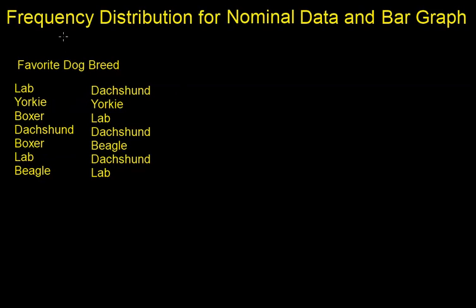In this video, we're going to discuss the frequency distribution for nominal level data, and we're going to draw a bar graph using that frequency distribution. This is different than frequency distributions in the previous videos, because in the previous videos, the data was ratio level, and now the data is nominal. The data consists of categories.